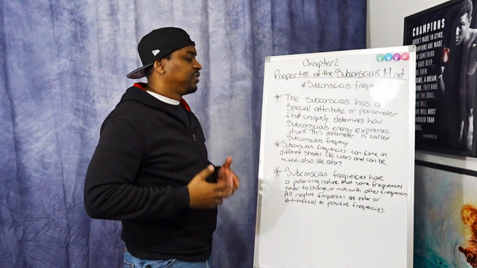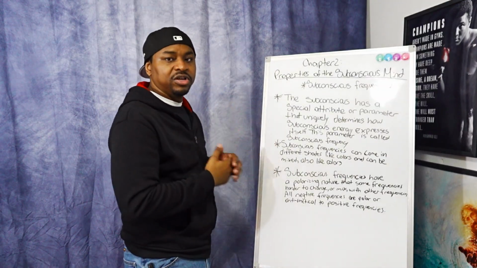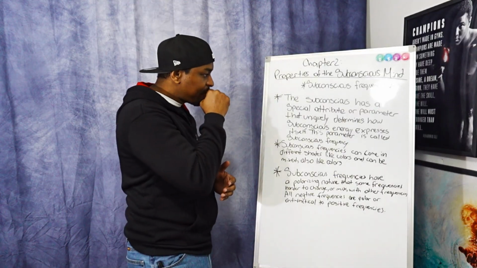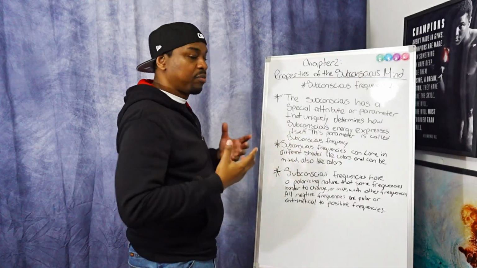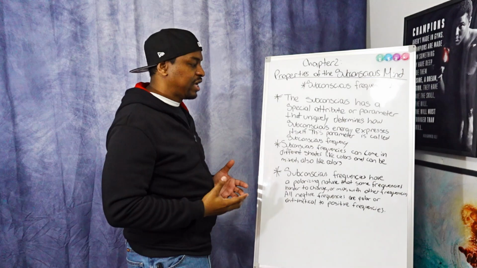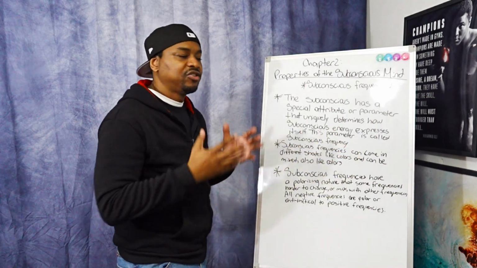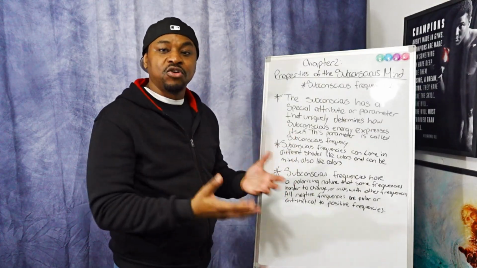So I just wanted to set up that analogy to say that that's very similar to how your subconscious mind operates, right? Your subconscious has a special attribute or parameter that uniquely determines how subconscious energy expresses itself. And that parameter is what I call subconscious frequency. And so you can imagine why I call it frequency, right?